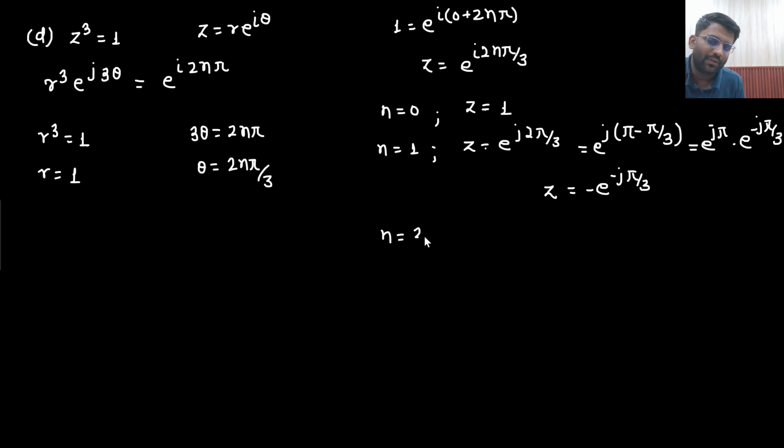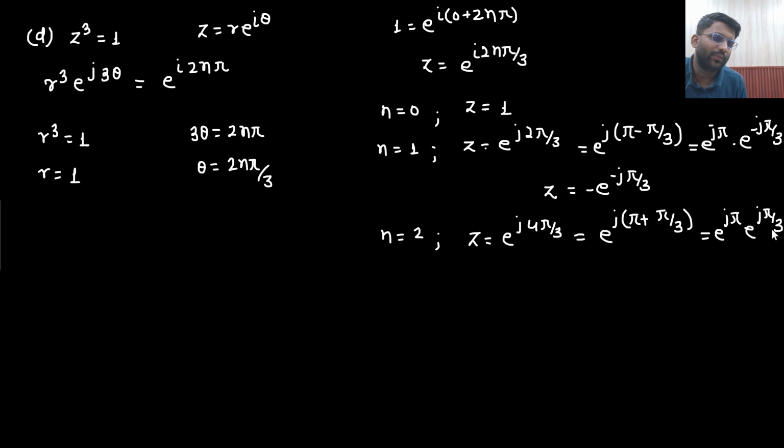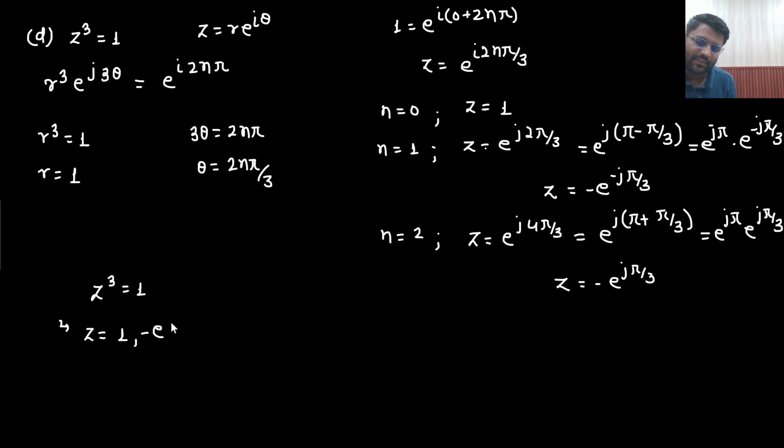Now what about n equals 2? If I put n equals 2, then e to the power j 4 pi by 3 would be equivalent to e to the power j (pi plus pi by 3), right? So e to the power j pi times e to the power j pi by 3. Now what is e to the power j pi? That is minus 1. So minus e to the power j pi by 3. This is the value of z. So what all values of z are you getting? The values of z we are getting are 1, then minus e to the power j pi by 3, and minus e to the power minus j pi by 3. If the equation is z cube equals 1, then z comes out to be 1. It is simple mathematics, there is nothing to learn here.